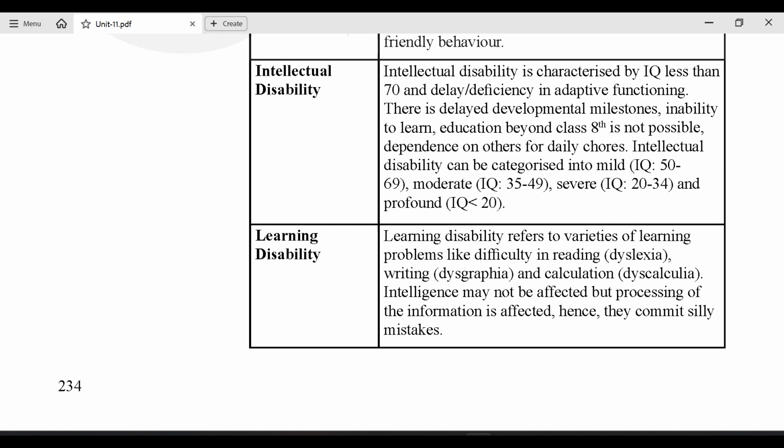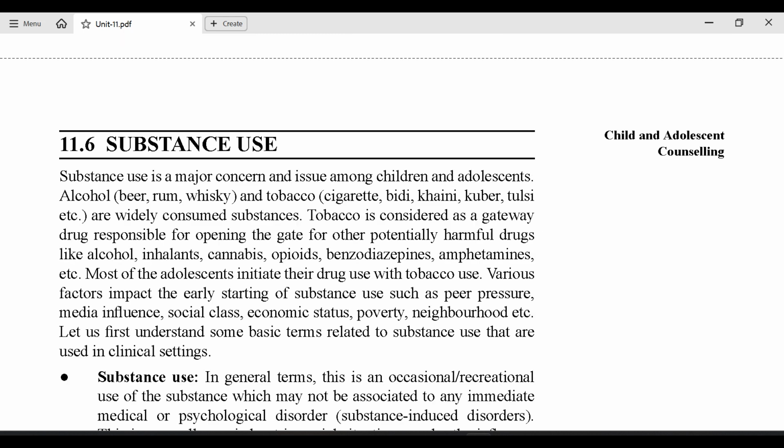Learning disability. Learning disability refers to varieties of learning problems like difficulty in reading, dyslexia, writing, dysgraphia, and calculation, dyscalculia. Intelligence may not be affected but processing of the information is affected, hence, they commit silly mistakes.